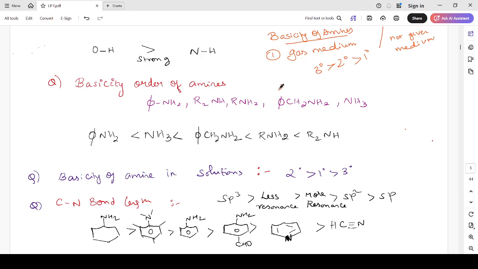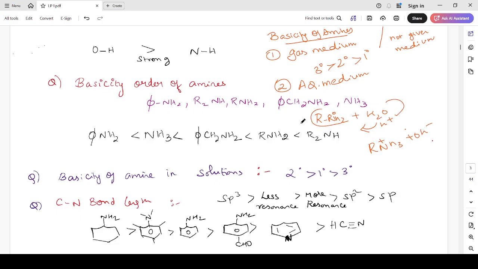But in case they give it in an aqueous medium, I'm having RNH2 in the presence of water, H2O. This is a base. Here, water is going to act as an acid. It will release its H plus, so that I have RNH3 plus and OH minus.